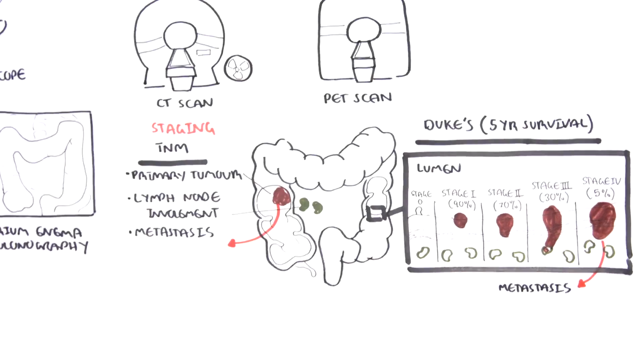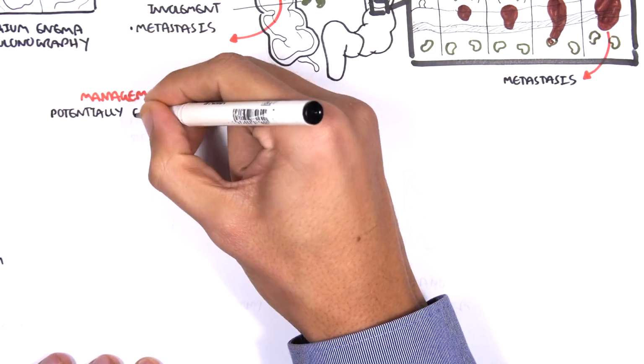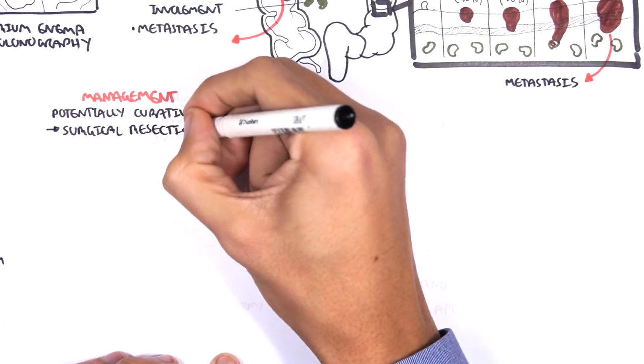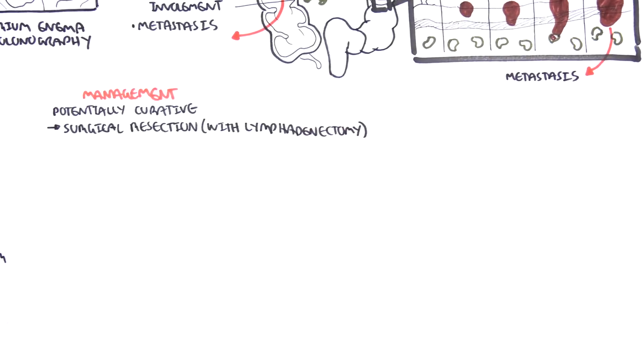Management of colon cancer. Colon cancer is potentially curative with surgical resection of the colon, colectomy, with also surgical resection of the lymph nodes, lymphadenectomy. Surgical resection of the colon, colectomy, is performed depending on where the tumor is located on the colon. And when surgically removing parts of the colon, it is important to take into consideration the blood supply of that part of the colon, as well as the lymph drainage of that part.